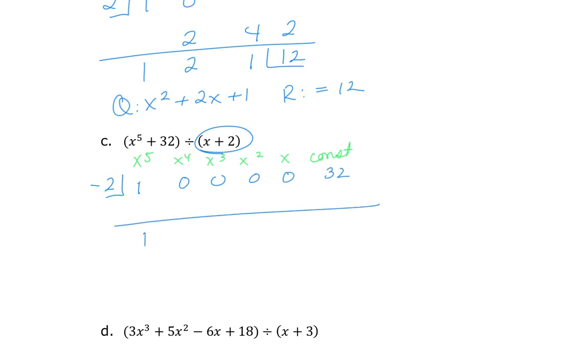So the 1 drops, and I get negative 2. Those add together to get negative 2. Negative 2 multiplied by negative 2 is 4. Those add together to give me positive 4. Negative 2 multiplied by 4 is negative 8. Those add together to get me negative 8. Negative 2 multiplied by negative 8 is a positive 16. 16 comes down because I'm adding them. And then I have negative 2 multiplied by 16, and I get negative 32, and I have a remainder of 0. Oh, I'm so excited.